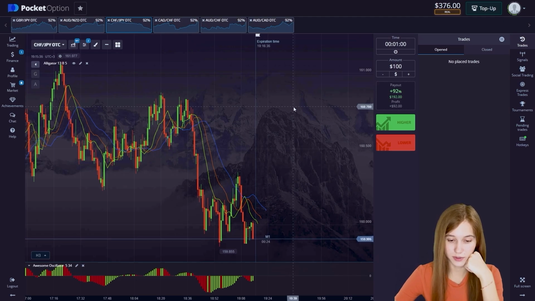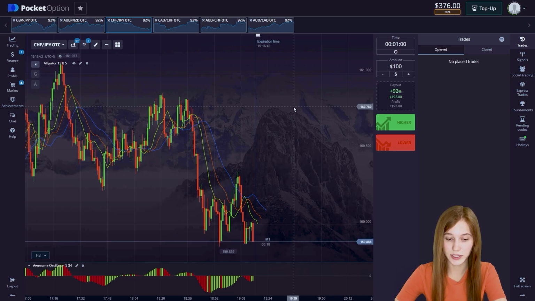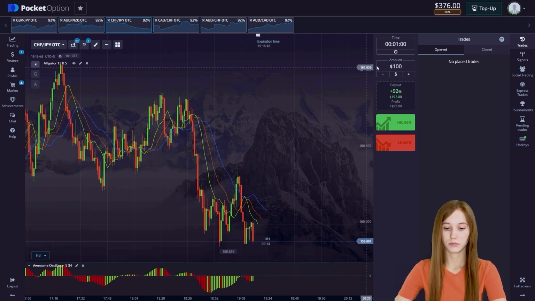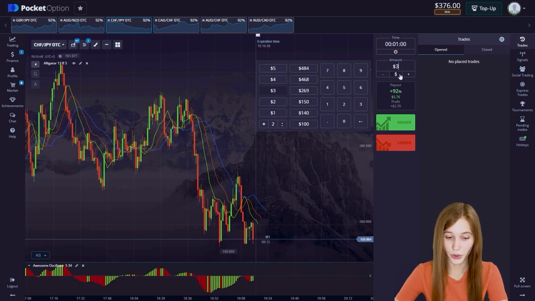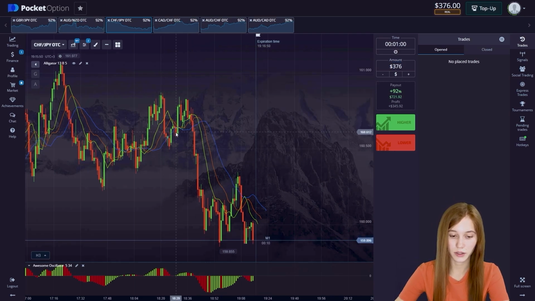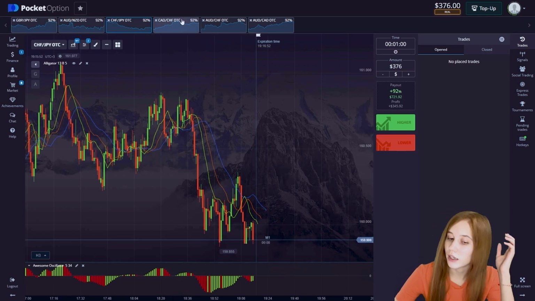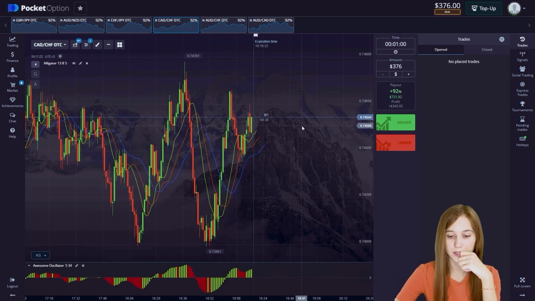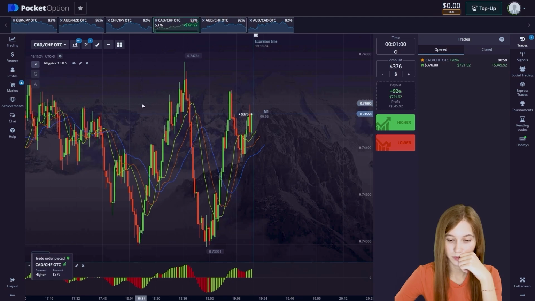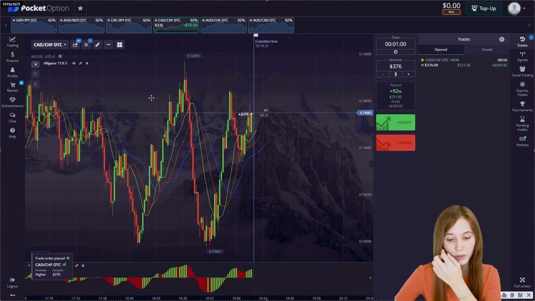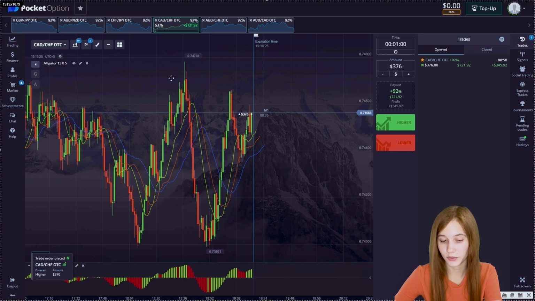So we move on to the next concept. Let's increase our deal amount. So here we are. Let's open up and we start our technical analysis. So what do we see here? Growth. We see green confident candles.